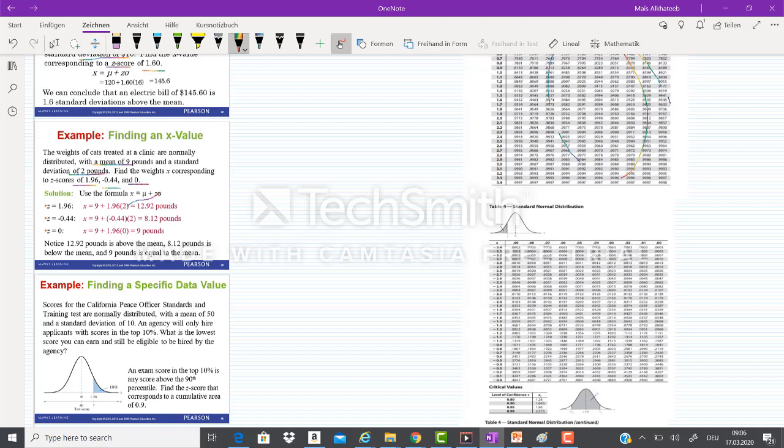You enter 9 plus 1.96 multiplied by 2, then you will get the value 12.92. Again, for Z equal minus 0.44, you replace mu by 9, Z by minus 0.44, and sigma by 2. Then I will get the value 8.12.